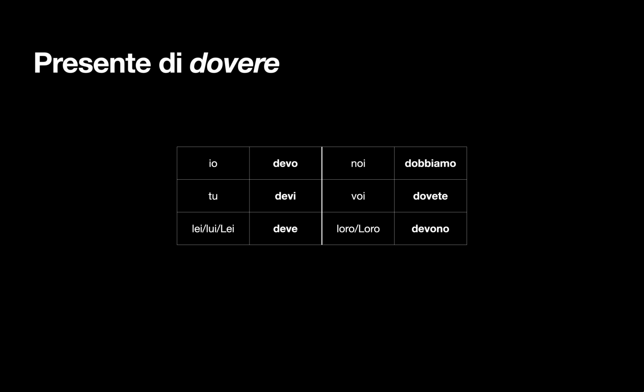So to conjugate dovere, this is to have to or must or need to, those kinds of things all translate as dovere. Io devo, tu devi, lui, lei deve, noi dobbiamo, voi dovete, and loro devono.